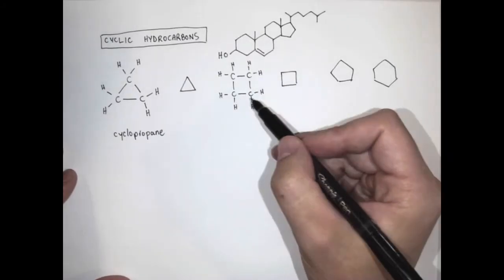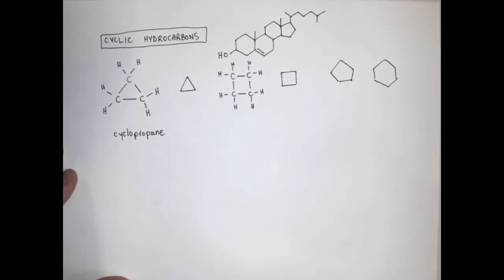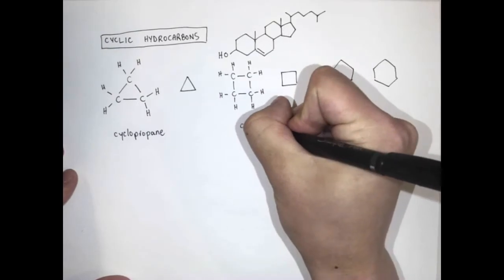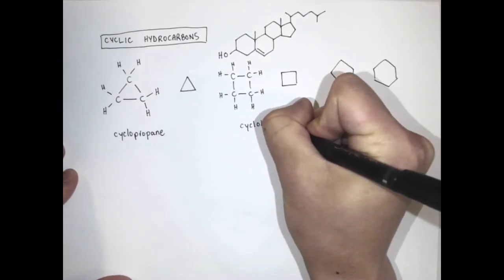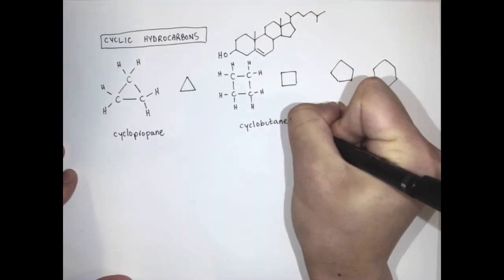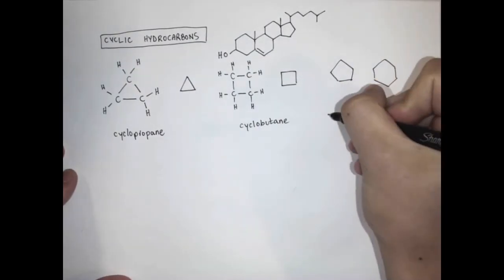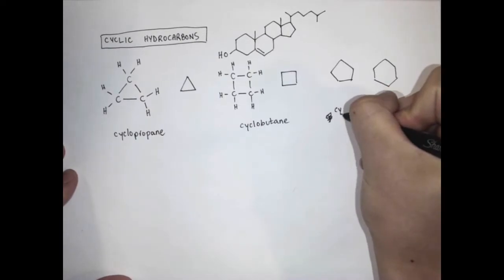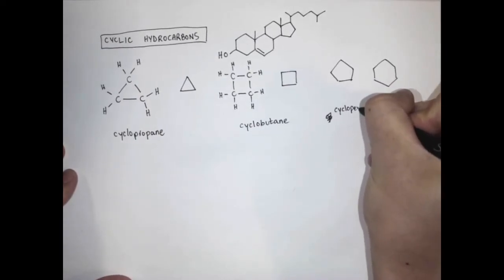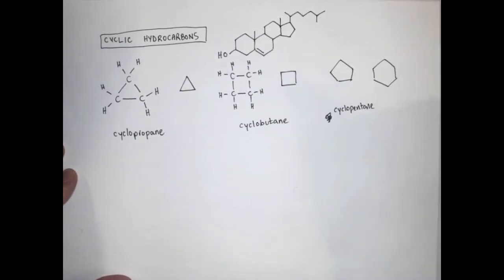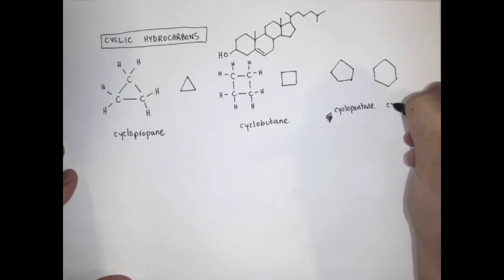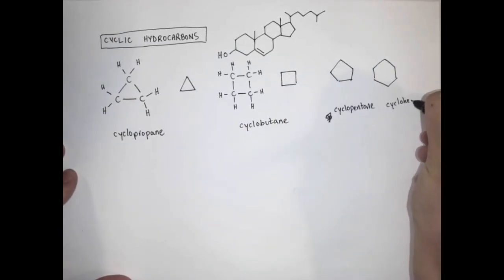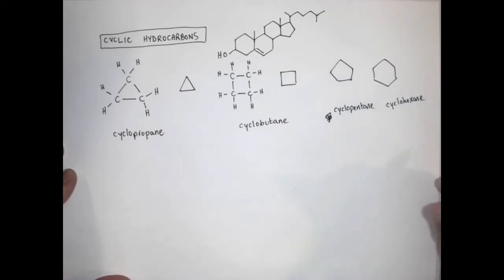And you could probably guess what the remaining 3 are. So a 4-carbon ring would be cyclobutane. A 5-carbon ring would be cyclopentane. And a 6-carbon ring would be cyclohexane. There you go.